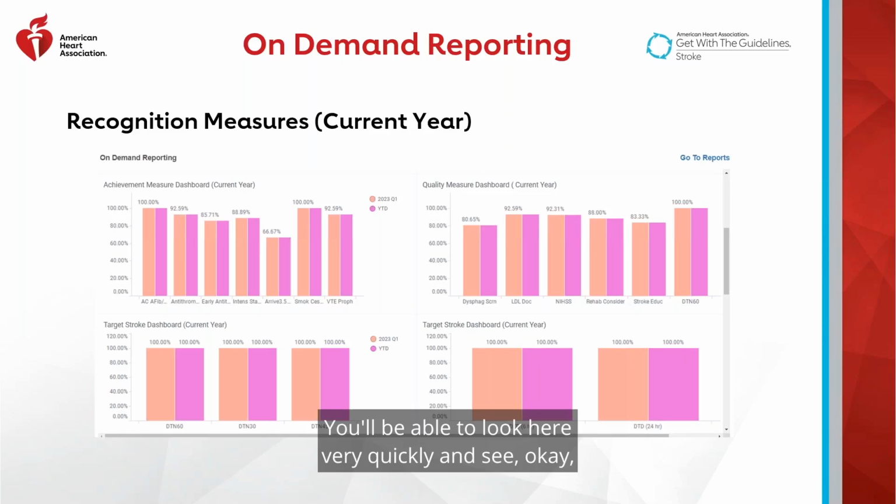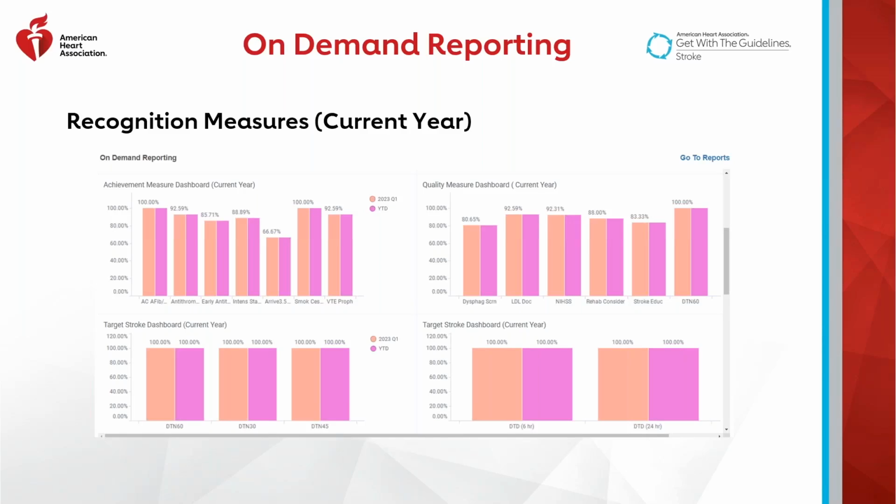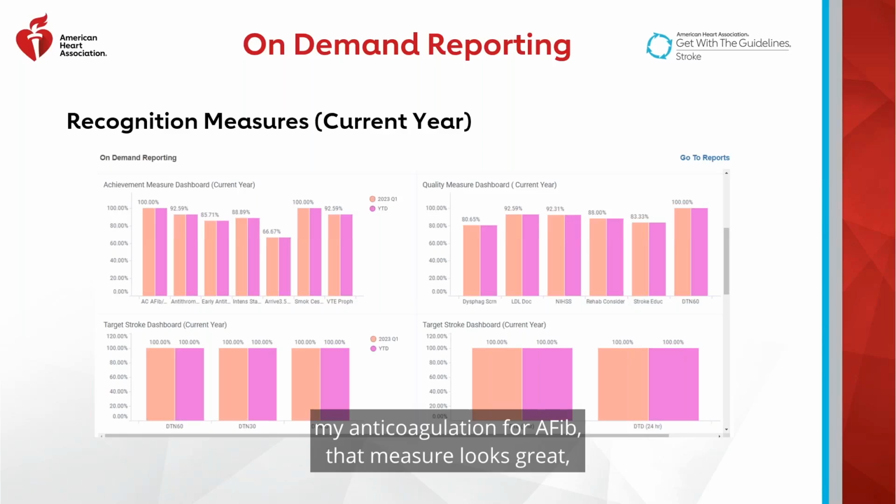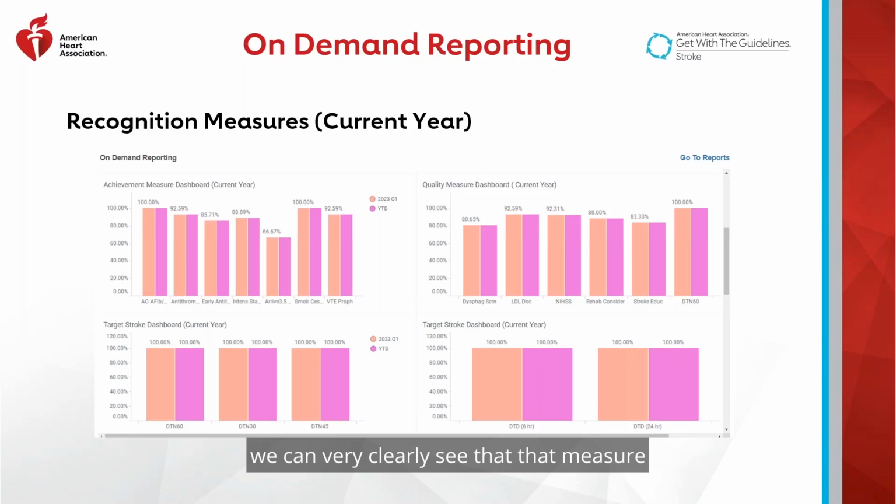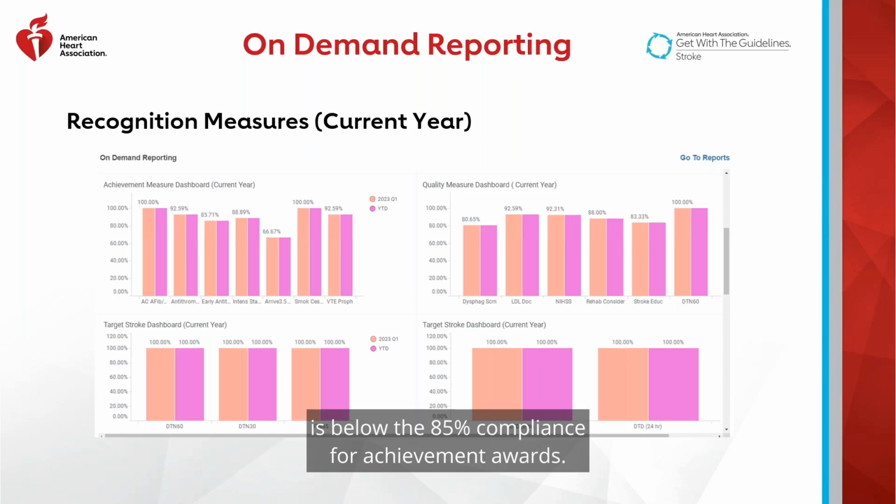You'll be able to look here very quickly and see, okay, my anticoagulation for AFib, that measure looks great. We're looking good on everything. Oh, maybe until we get to that thrombolytic therapy arrive by 3.5, treat by 4.5. We can very clearly see that that measure is below the 85% compliance for achievement awards.